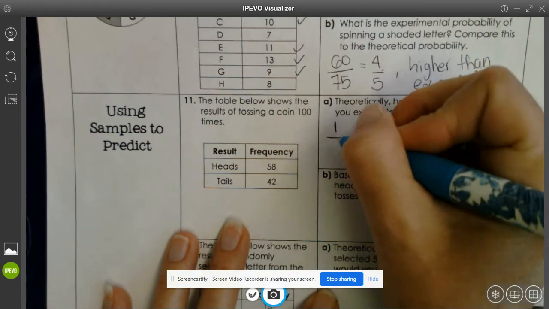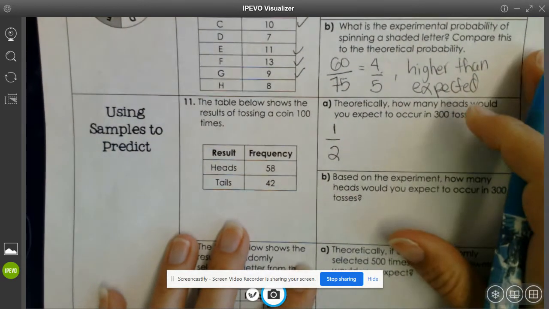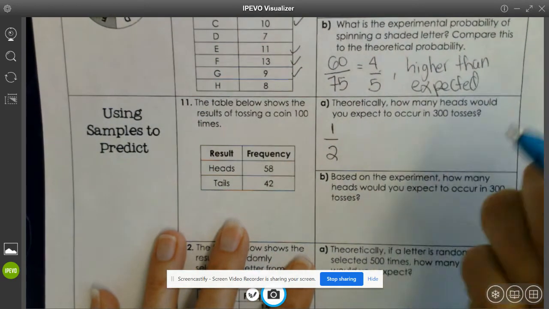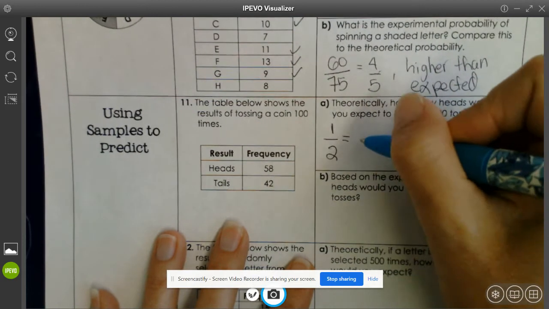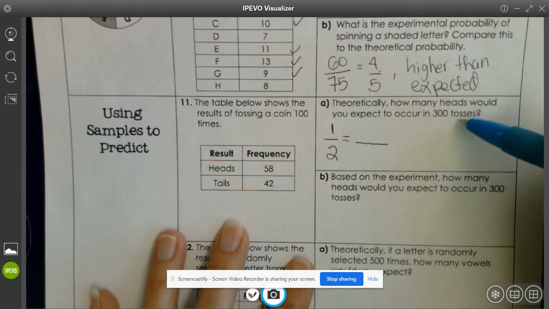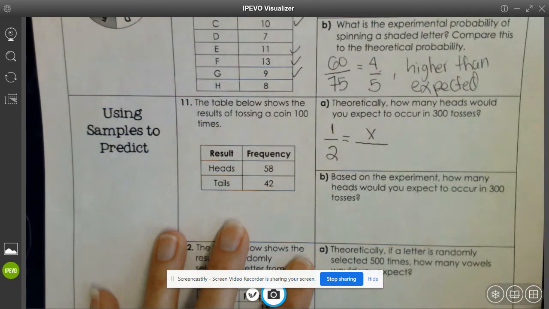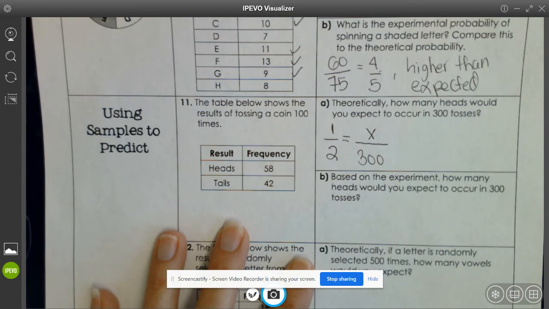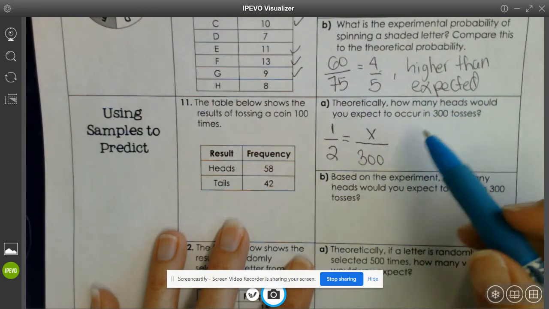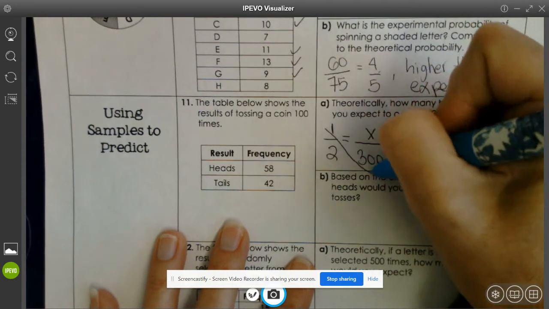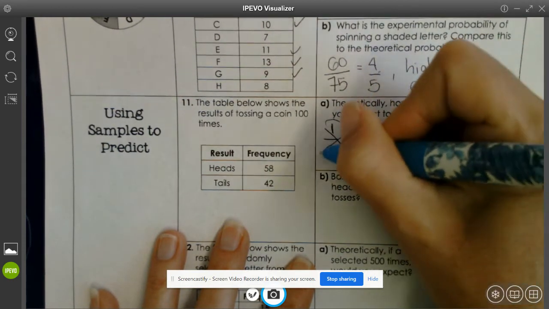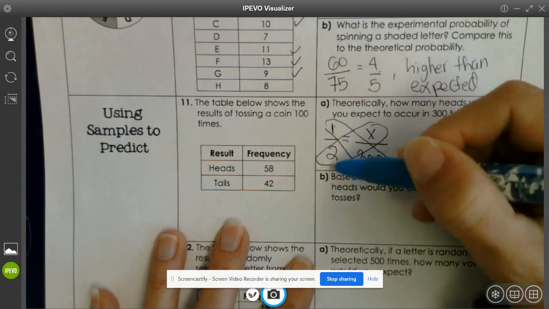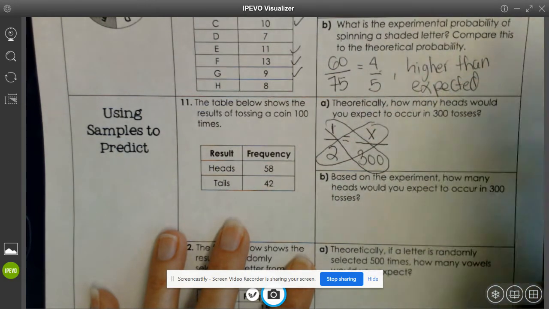Well, one out of two faces of the coin is heads, right? Then that could be, well, we need to find how many heads would you expect to occur in 300. Okay, and 300 tosses. Well, this is kind of like a proportion where you can use the butterfly method here, which you multiply the numbers and divide by the one with the variable.